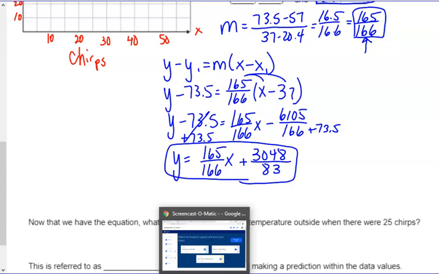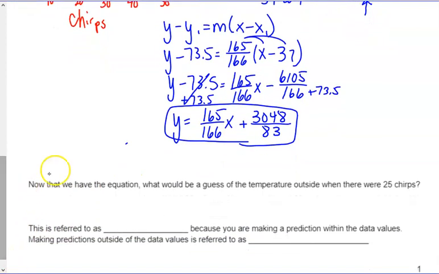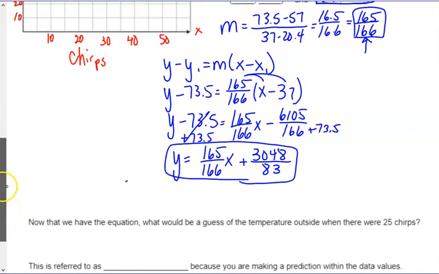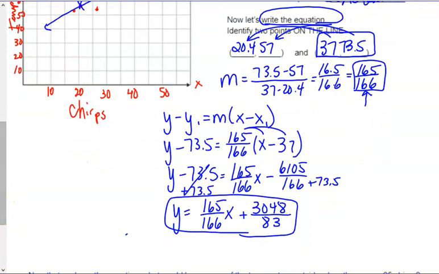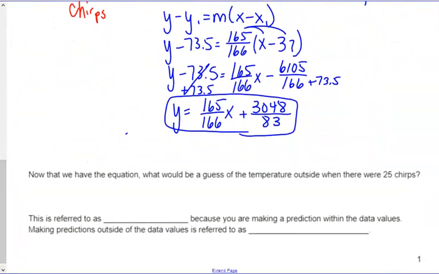Okay, so now that we have an equation that's modeling our data, so that's the equation of this line, we can now start asking different questions about that data. To be able to project temperatures, we can project the number of chirps depending on a temperature. So this next question says, now that we have our equation, what would be a guess of the temperature, which is the y values, outside when there were 25 chirps? Remember, those were my x values that I had out of the table. So using this equation, given x equals 25, can we find the y value?